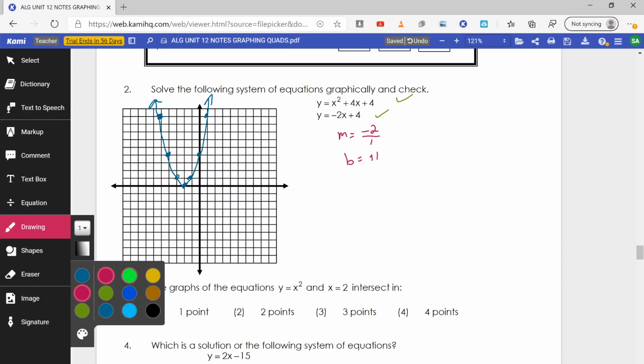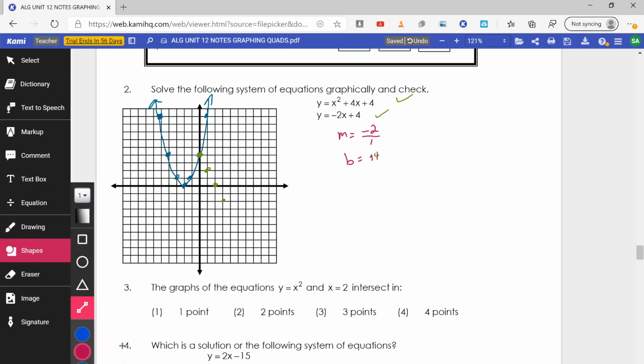So I'm going to plot a point at positive 4. And then I go down 2, right 1, down 2, right 1, down 2, right 1. So I'm going to draw my line running through my points, arrows at the end.